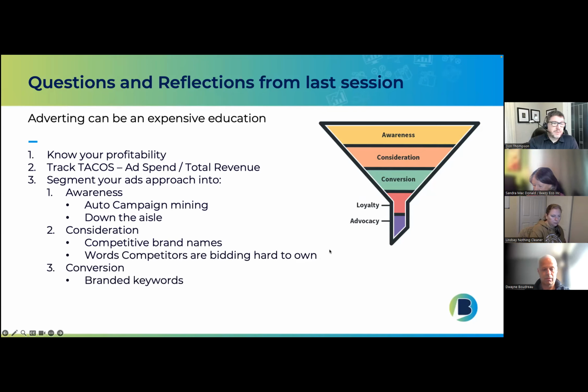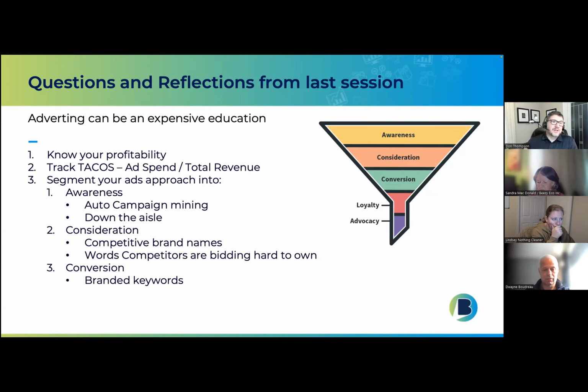And then conversion are our own branded keywords, because what we want to make sure is that if somebody goes to Amazon and types in Sweet Monk, we want to make it really easy for them to purchase. There's conflicting schools of thought on this. I'm a big advocate of blocking campaigns where I will bid against my brand to make sure that customers don't see other people's products.